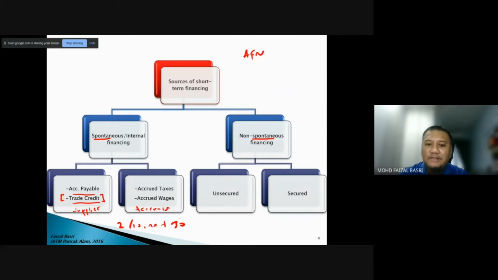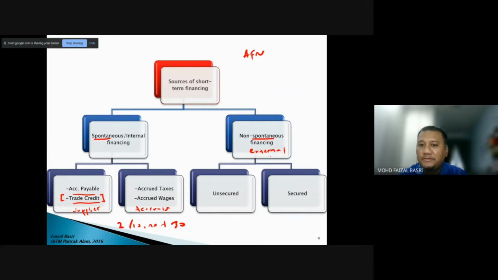So meaning we have this option to pay later in 30 days' time, for example. So this is trade credit, and this is an option untuk credit ataupun short-term financing. That's spontaneous. For the non-spontaneous financing, this is from external. Remember, this is from external. And there are two types here: we have unsecured and secured.